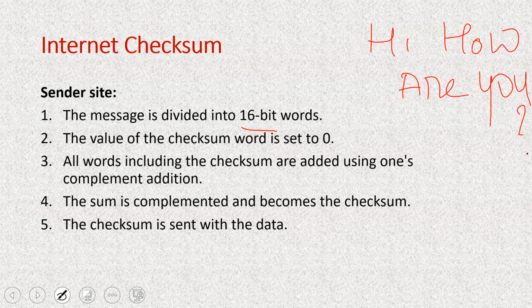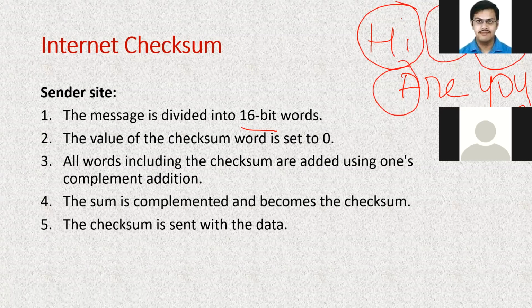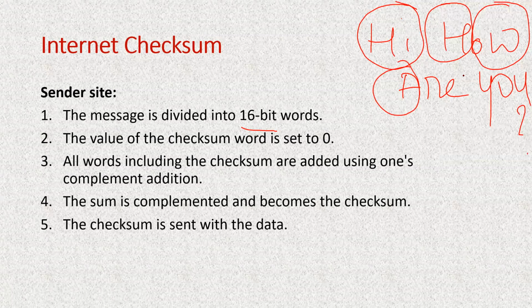You have to divide this into 16-bit words. How will it be divided? Each character is made up of 8 bits. So 16 bits means this is one word. This is another word. This is another word. Then one space plus this another word. It will be divided like this. This message is divided into 16-bit words.